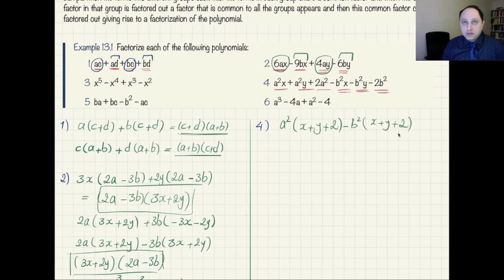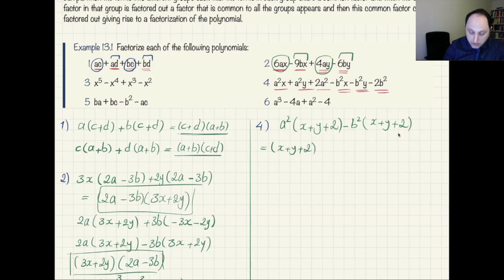Is this a good partitioning? The answer is yes. This is a good partitioning. So what I do is that I can pull x plus y plus 2 out. X plus y plus 2 is now a new factor that emerges, and it is common to all the terms. Yeah, so this grouping, I would call it successful. So then it becomes x plus y plus 2.